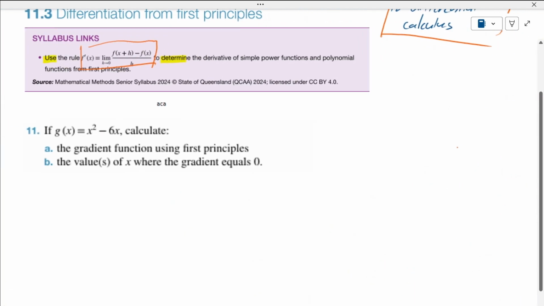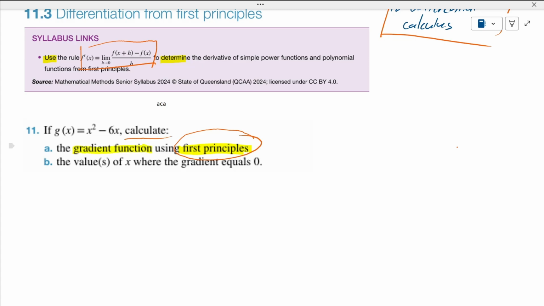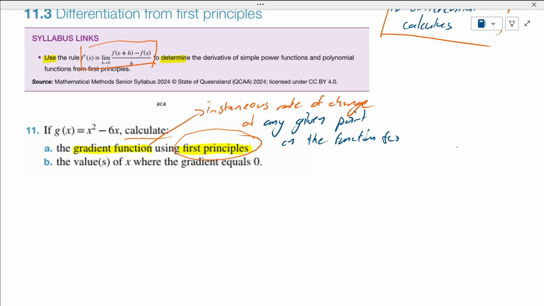So now let's try this question out. If g of x equals x squared minus 6x, calculate the gradient function using first principles. So remember, we need to be using first principles. You'll learn throughout doing more calculus, there are other ways, such as the power rule, the quotient rule, the product rule. But you need to make sure you read the question properly and do it the specific way it's asking you. So remember, we need to use first principles, which is what we've learned. And we're actually calculating the gradient function. That's what our command verb is asking us, the gradient function, which is basically our instantaneous rate of change at a given point on the function.